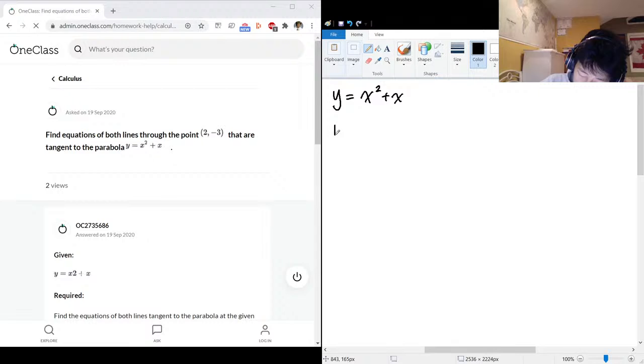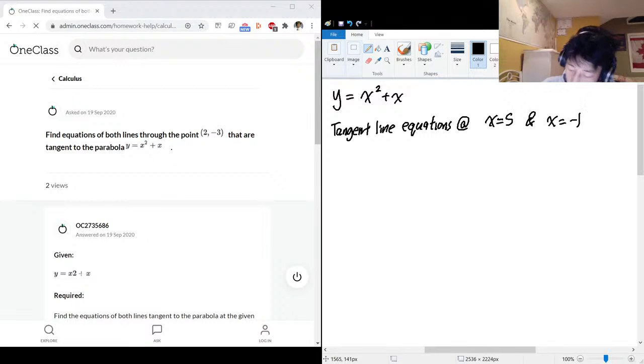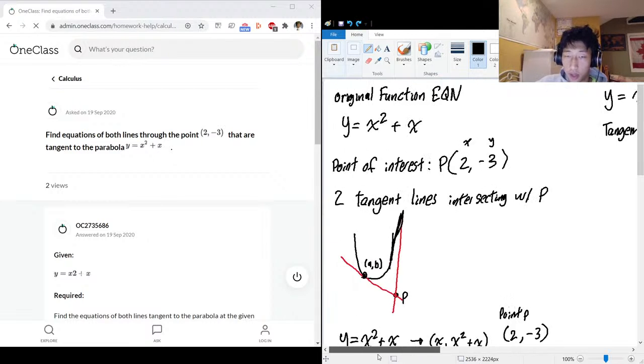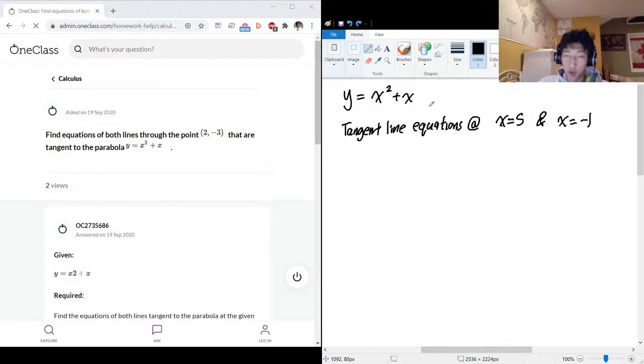We are basically now looking for tangent line equations at x equals 5 and x equals -1. So to find the tangent line equations, that's fairly simple. We had to find the x equals 5 and x equals -1 originally, and we did that through the process here. I'll review that at the end.